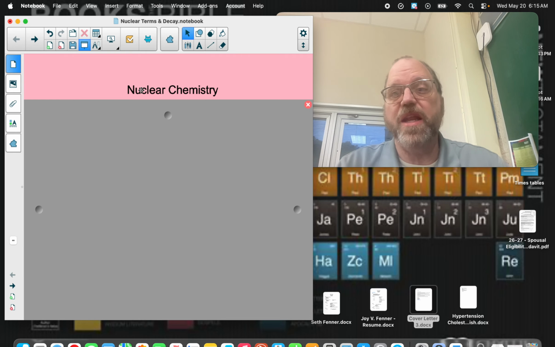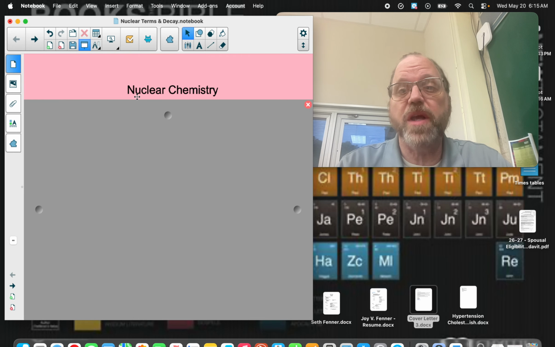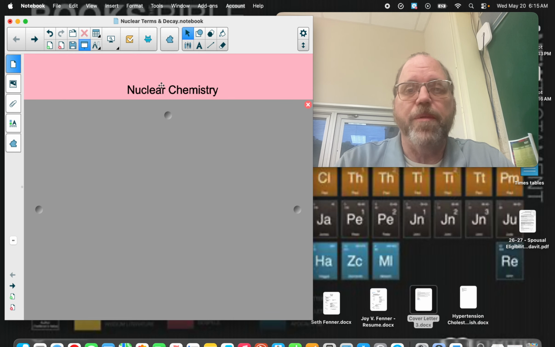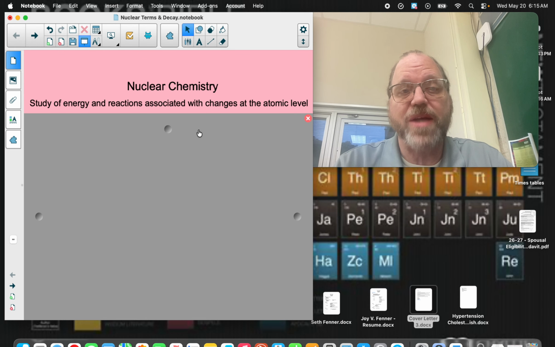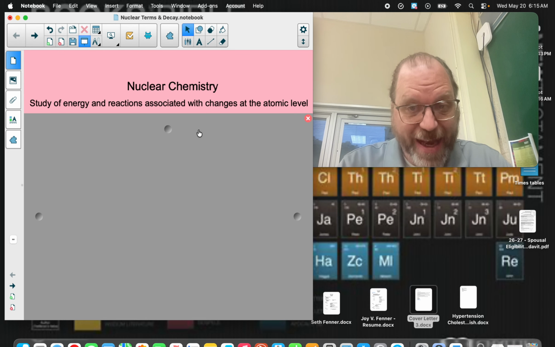We're looking at the beginning of the next to last section we're going to cover. That's nuclear. There's a couple different terms that we want to go through, so let's start there. Nuclear is defined as the study of energy and reactions associated with a change at the atomic level. So what's that? I mean, at the atoms.